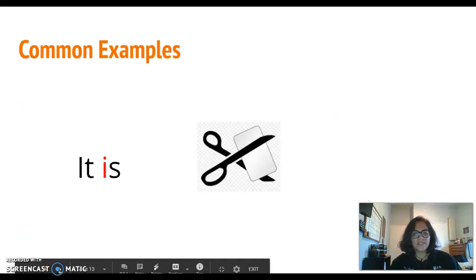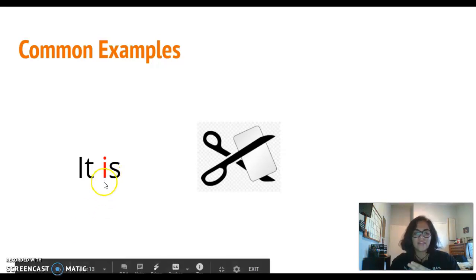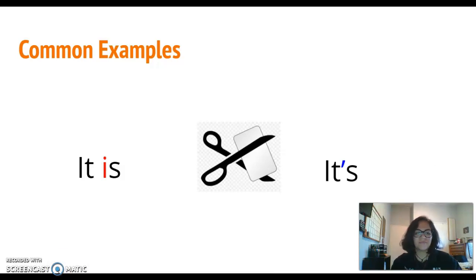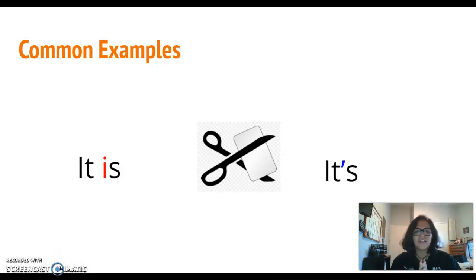Here's another example. It is. We cut the I and it becomes it's. So it is cut to the contraction it's.